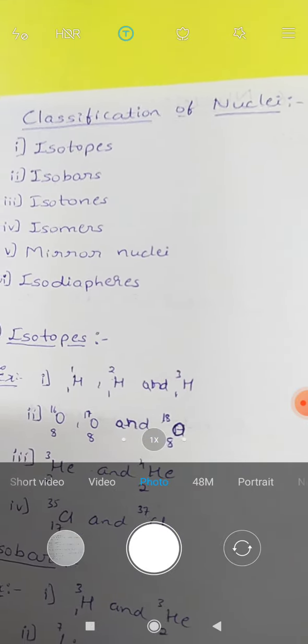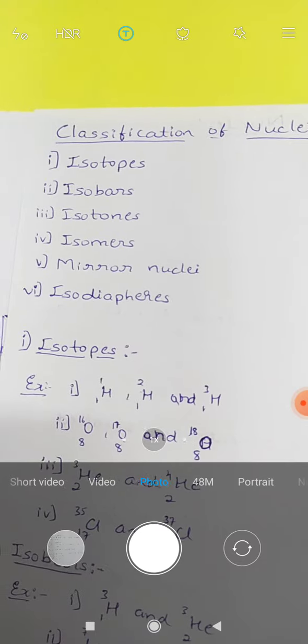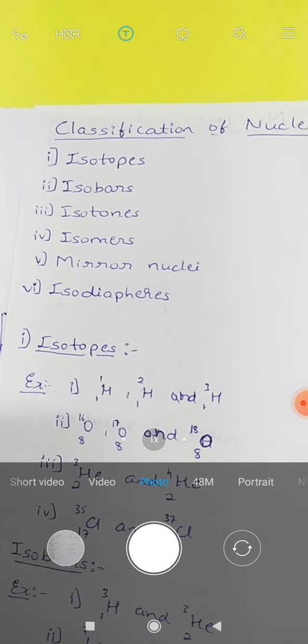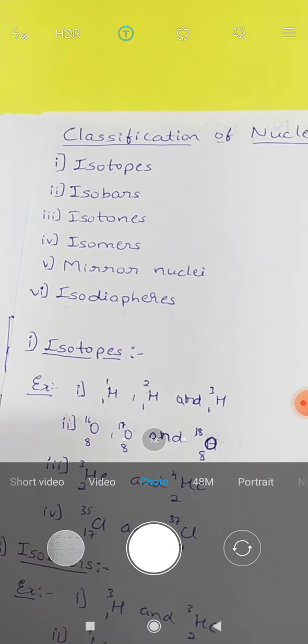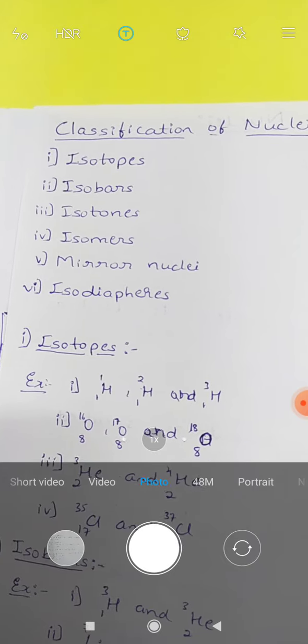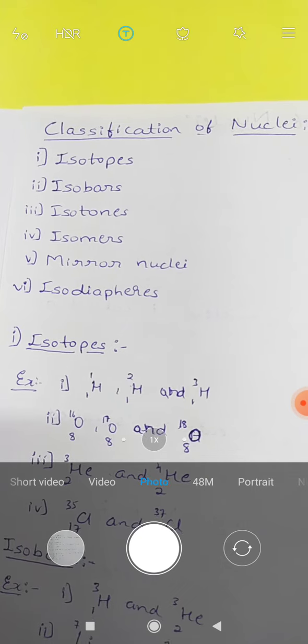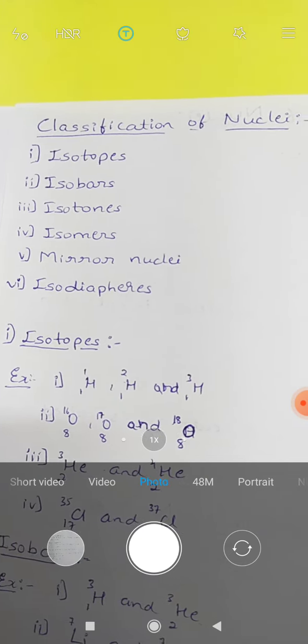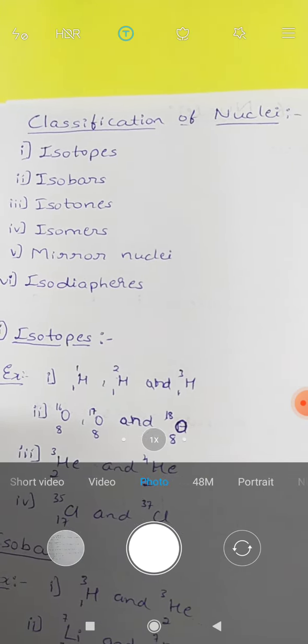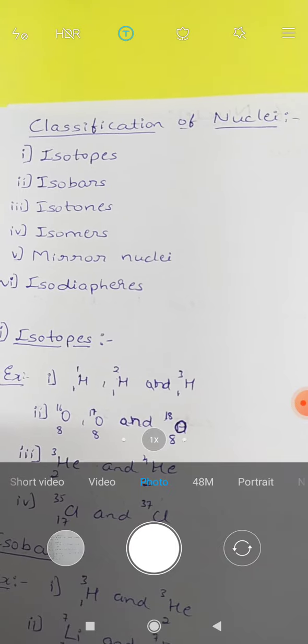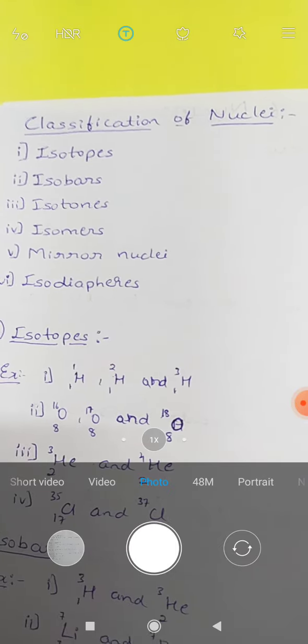First one is this. Let us discuss the classification of the isotopes. We already know that isotopes, that means the nuclei having the same atomic number Z but different mass number A, are known as isotopes.